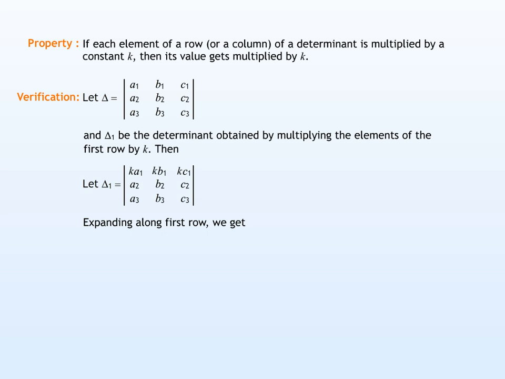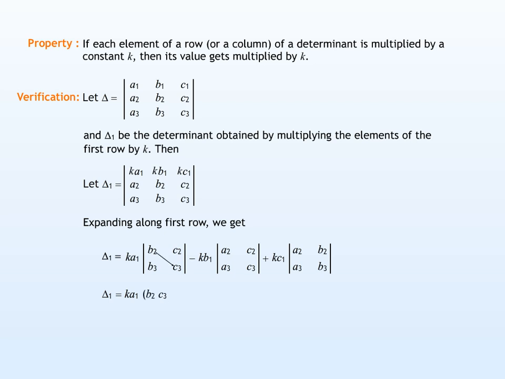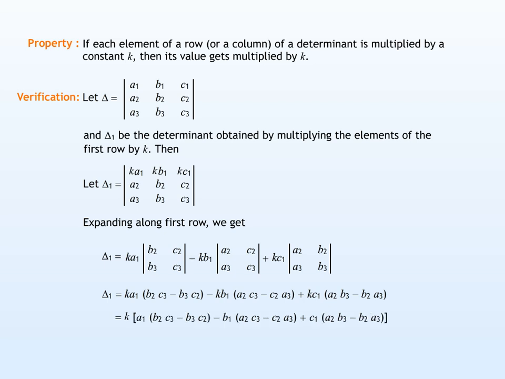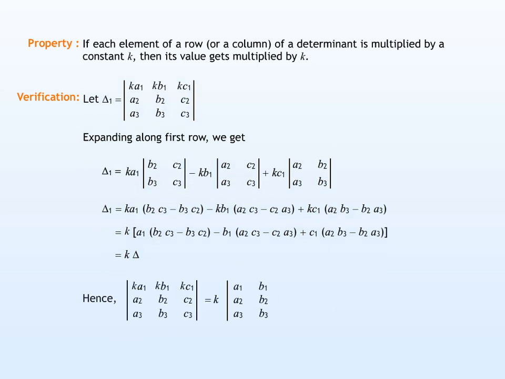Expanding along the first row, we get the value of delta 1 equal to Ka1 multiplied by B2C3 minus B3C2, minus KB1 multiplied by A2C3 minus C2A3, plus KC1 multiplied by A2B3 minus B2A3. Taking K common, we get the value of the determinant as K delta. Hence, the result is verified.